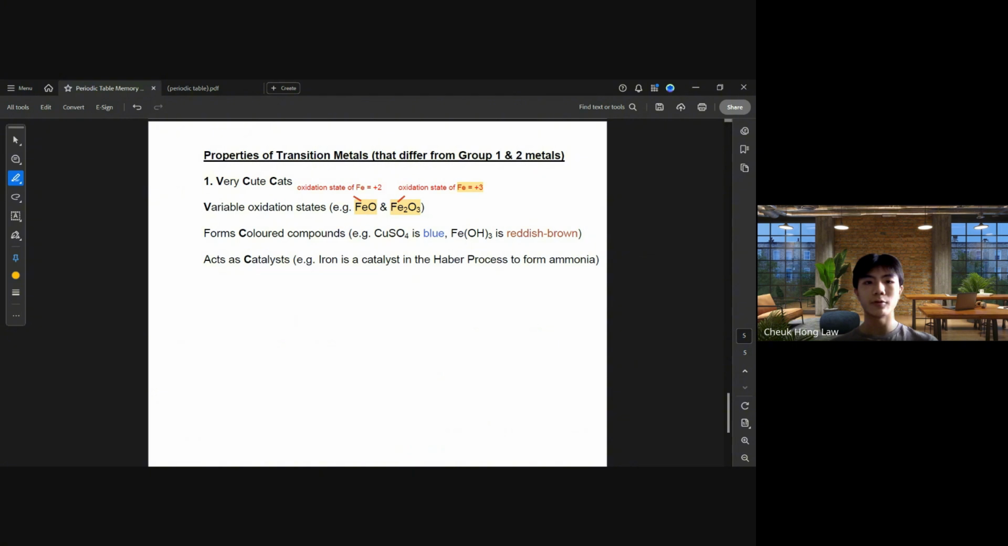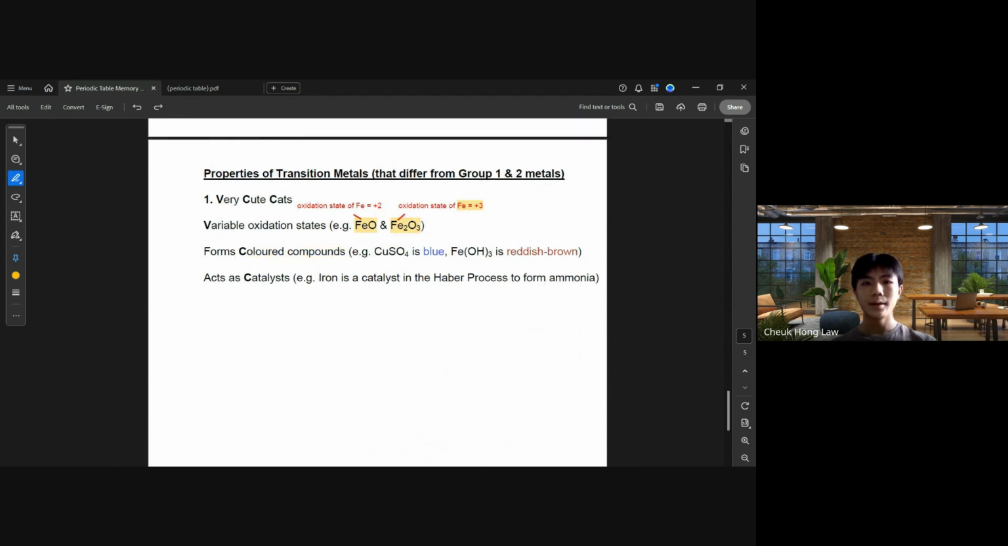Next, C, right, will be its ability to form colored compounds. So for example, copper is a transition metal, right? So one of the compounds it forms is copper(II) sulfate. Okay, and copper(II) sulfate is actually blue, which is a colored compound. And then another one, iron(III) hydroxide. This is actually a reddish brown precipitate. Okay, so these are colored compounds formed by transition metals. And finally, they can act as catalysts. So for example, iron is a catalyst in the Haber process to form ammonia.